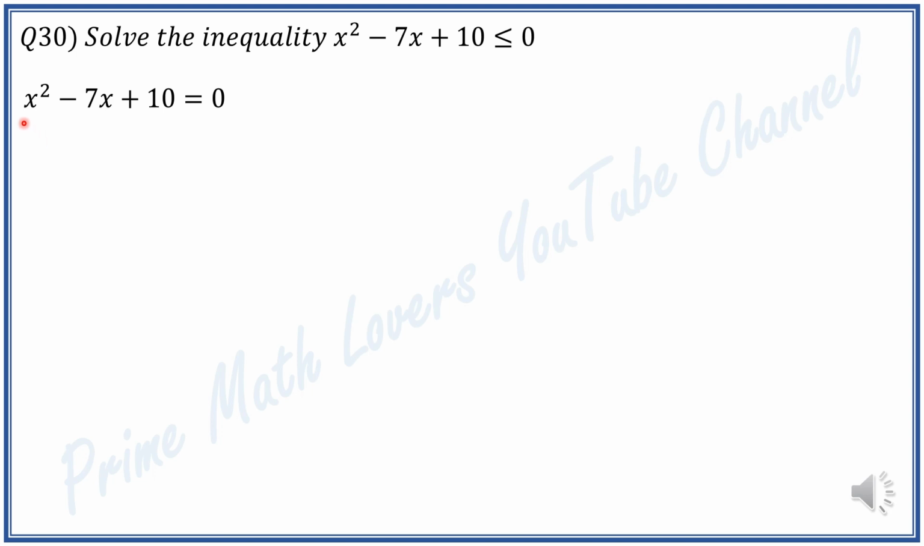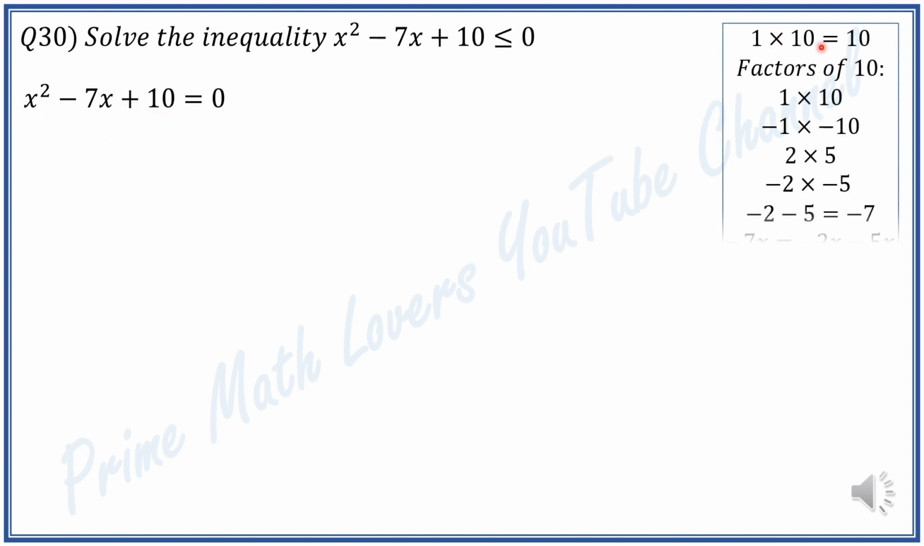For doing this, first I multiply the coefficient of x squared, which is 1, by the constant term, which is positive 10. 1 times 10 is equal to 10. Then I write down all the factors of 10, which are 1 and 10, negative 1 and negative 10, 2 times 5, and negative 2 times negative 5. Then I need to find two numbers that when we add them together, we get the coefficient of x, which is negative 7. Negative 5 and negative 2 are these numbers. Minus 2 minus 5 is equal to minus 7.